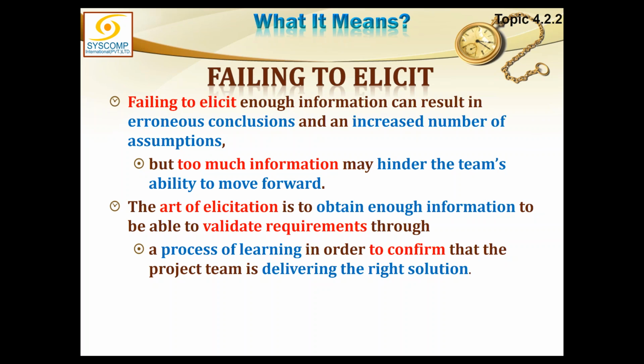Too much information may hinder the team's ability to move forward. Too much information, that is paralysis. Too much information, more than required, may delay you. So the art of elicitation is to obtain enough information. This is the important point. Not too much, not too little, but enough information, and you are the best judge as a business analyst. How much is enough to be able to validate the requirements through a process of learning, in order to confirm that the project team is delivering the right solution.